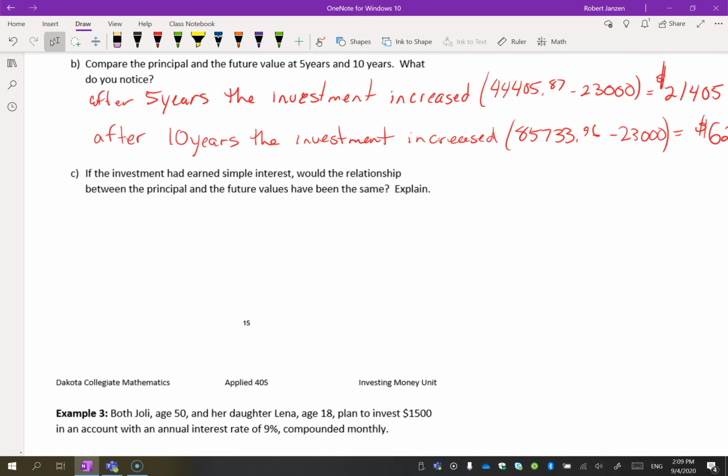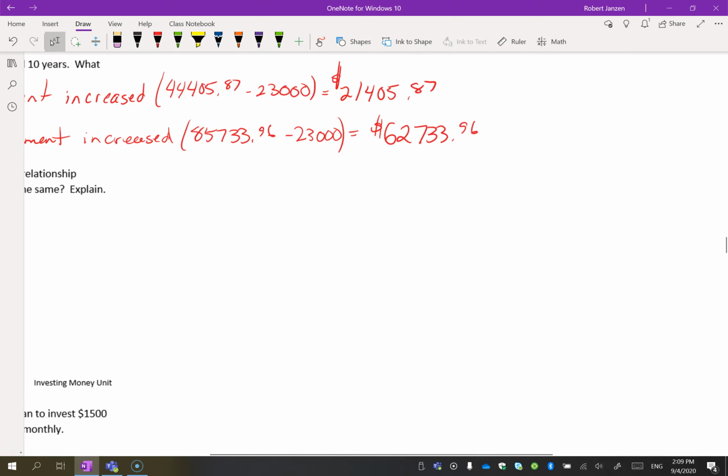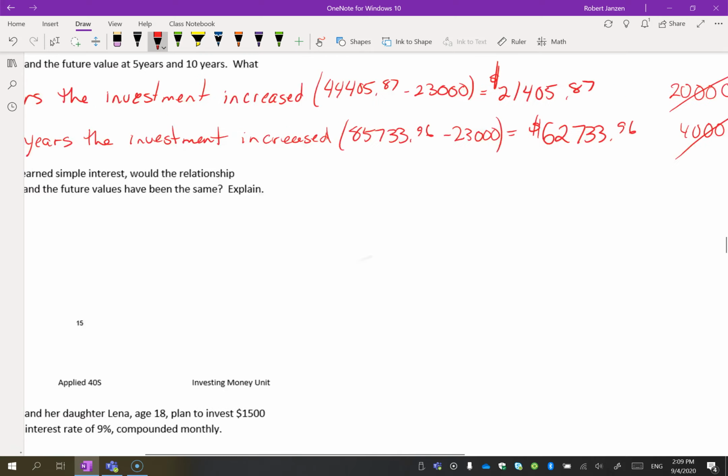If the investment had earned simple interest, would the relationship between principal and future values have been the same? No. With simple interest, you'd get the same amount of interest every year. It would have been linear. You wouldn't have this growth. If it was simple interest, you would have made something like 20,000 after 5 years, and then you would have made 40,000 after 10 years. The amount would be the same.